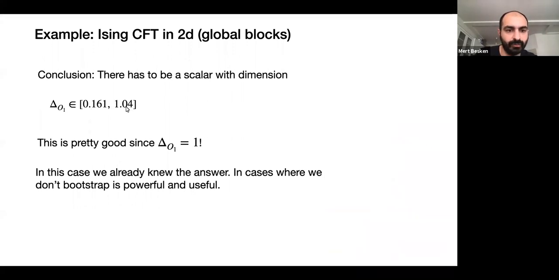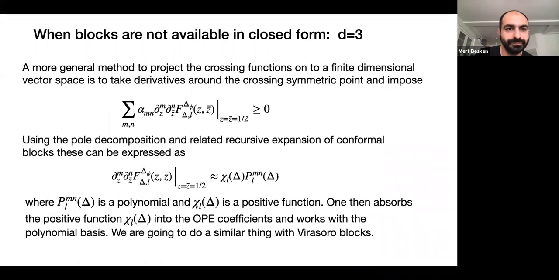So here is an upper bound on the scalar dimension. This is pretty good since delta O1 is 1, which we know from exact computations using Virasoro blocks. So in cases where we don't know the answer, a bootstrap is powerful and useful. To give context to what we'll do with Virasoro blocks, I'm going to mention an example in three dimensions where conformal blocks are not available in closed form.